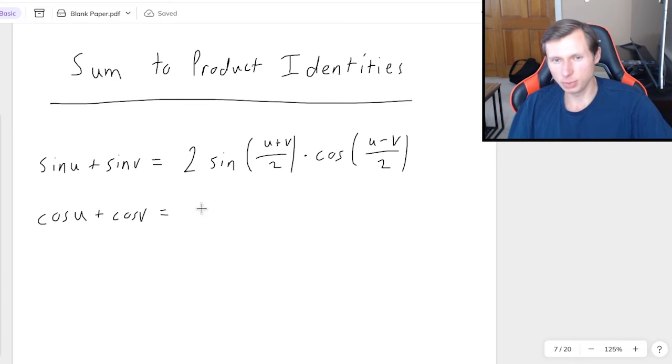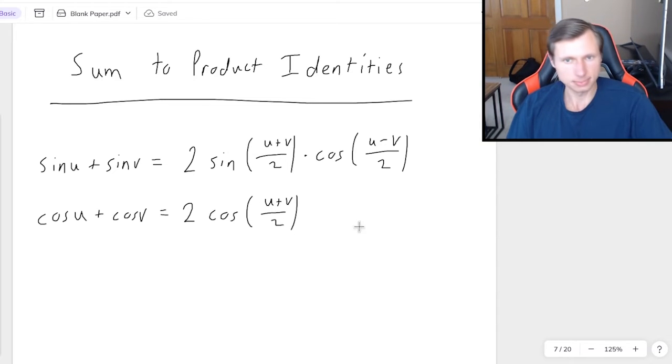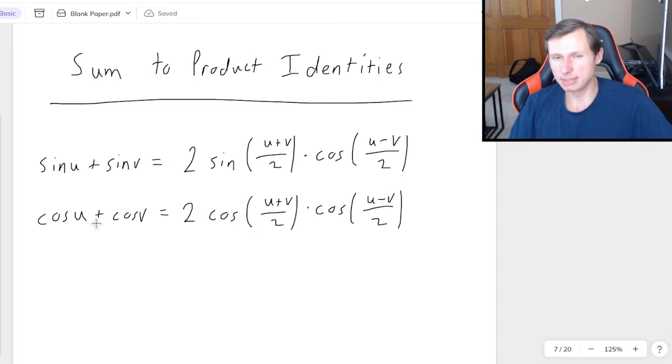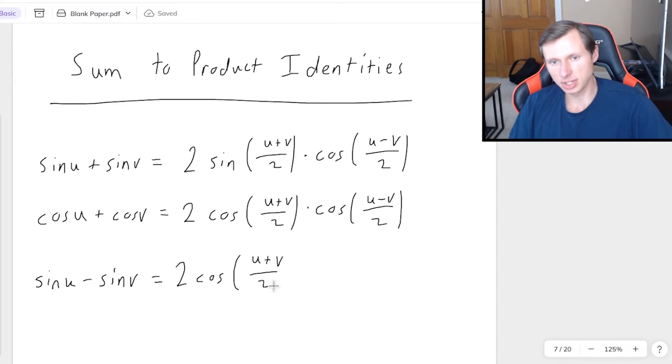Next is cosine u plus cosine v, which is going to be 2 cosine of (u plus v) over 2 times cosine of (u minus v) over 2. And then for this one, we don't have the mix and match with sine and cosine, but we do have sine u minus sine v, which is going to be 2 cosine of (u plus v) over 2 times sine of (u minus v) over 2.